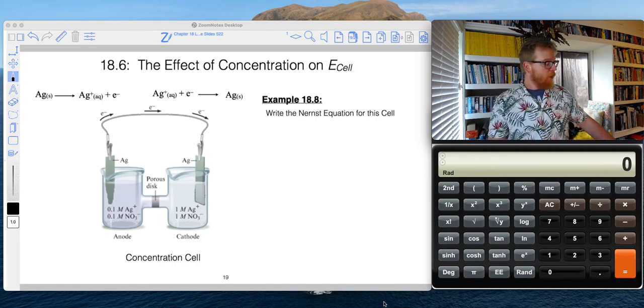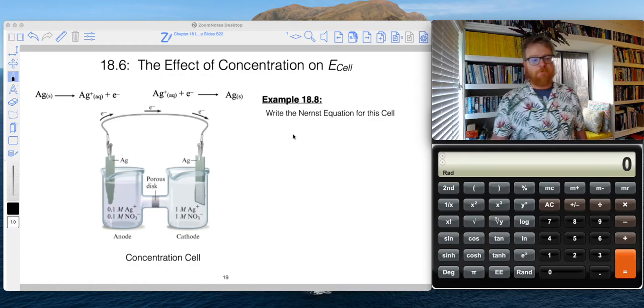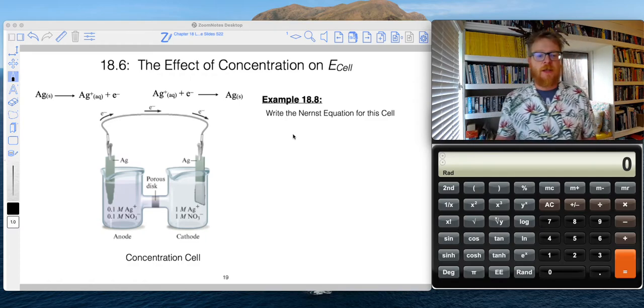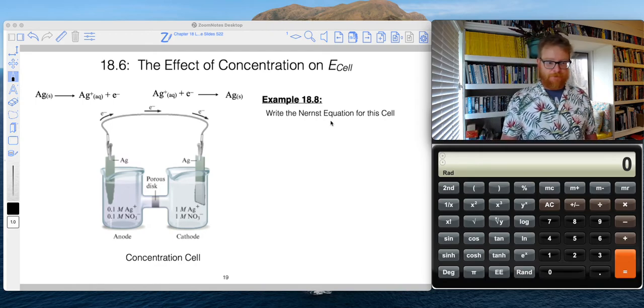Concentration cells. So another way we can use the Nernst equation is not only to determine a non-standard cell potential, but we could actually use the Nernst equation to determine an unknown concentration. So I'll set up an example for you, okay?